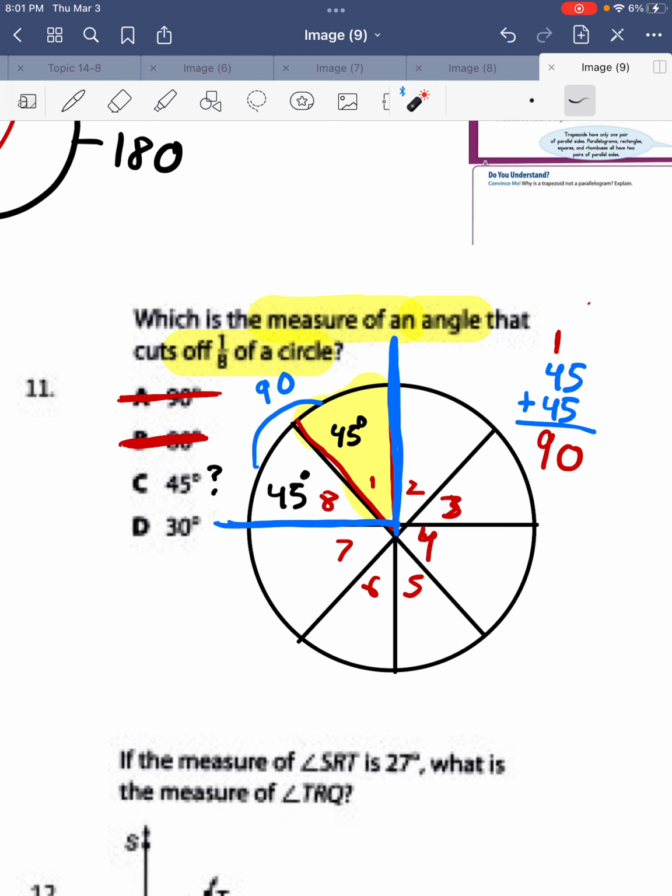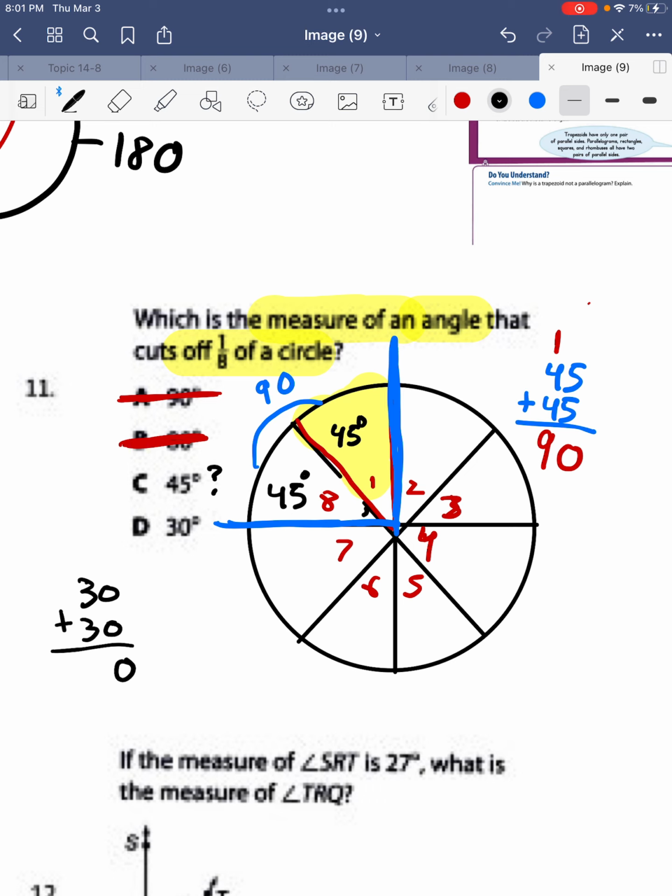Let me try doing it with D. Let's say that both of them are 30 degrees. Let me add that. 30 plus 30.